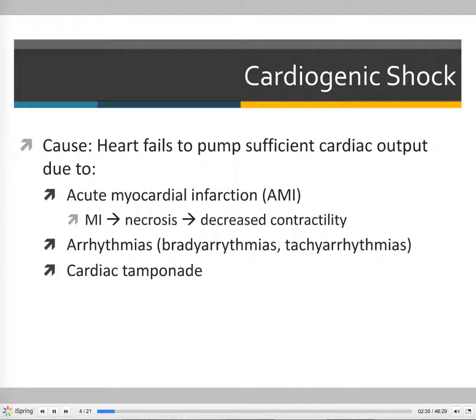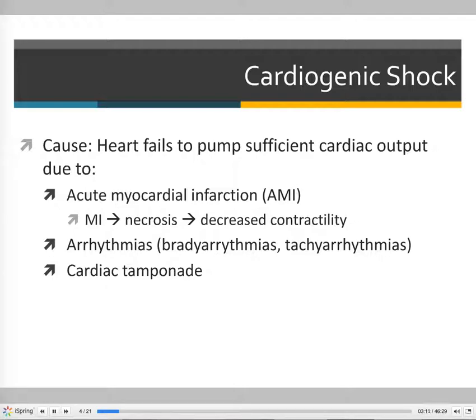The decreased contractility that leads to cardiogenic shock can occur due to ischemia, which occurs with an acute MI, or with impaired diastolic filling, which occurs with bradyarrhythmias, heart block, and tachyarrhythmias, such as AFib, A-flutter, and VFib. Also, it can occur with obstruction, which occurs with cardiac tamponade and valvular diseases, such as mitral stenosis. Cardiac tamponade can occur due to an acute MI or placement of a central line.